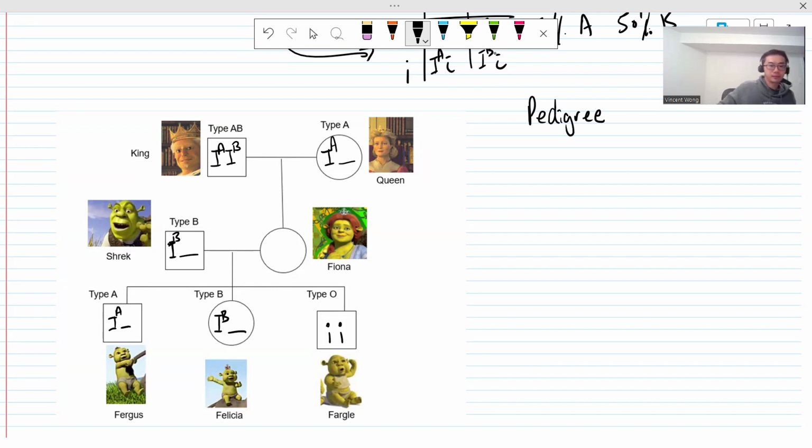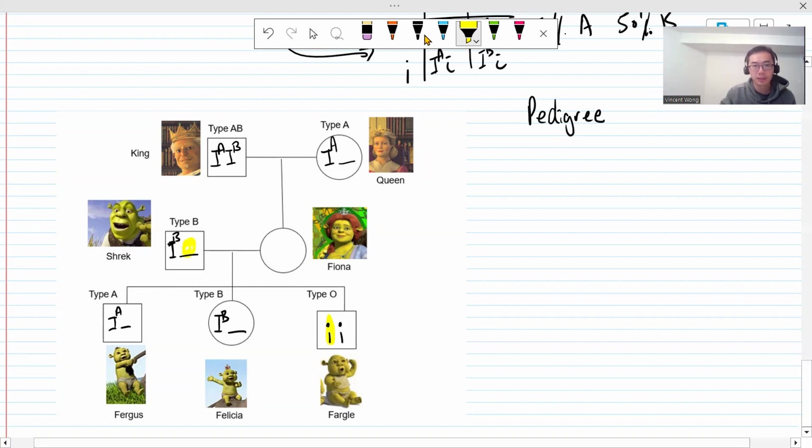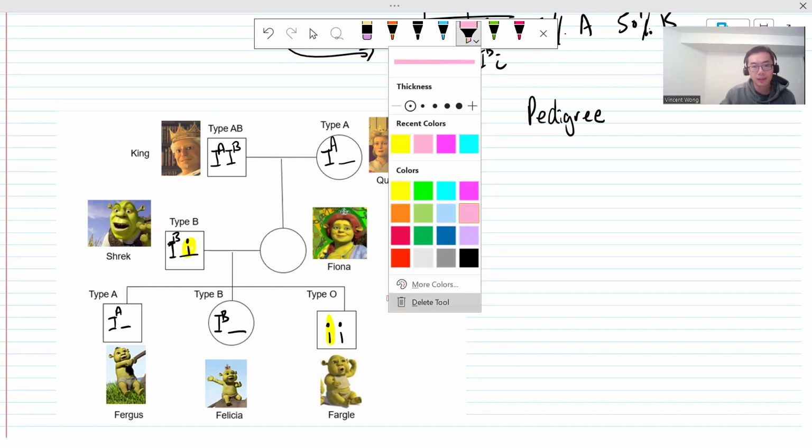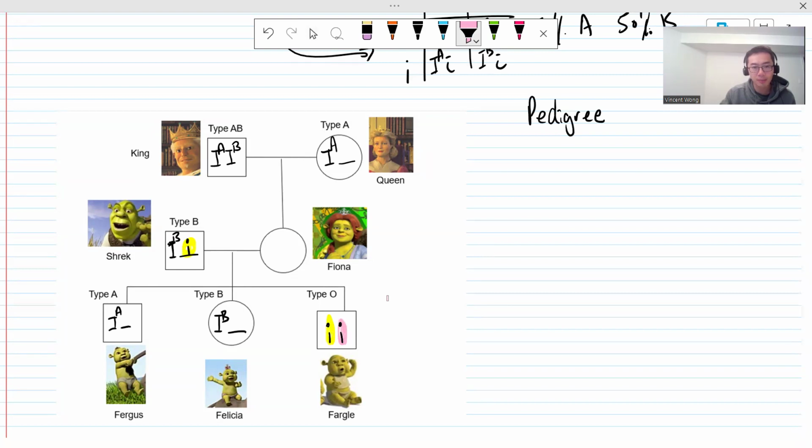Okay. Then let's take a look at Fargo again. He has a little i. One of them must have come from the father, in this case Shrek. The other one must have come from the mother, Fiona. Remember, you inherit one from each parent. Now we can continue to trace this back for another generation. Where did Fiona get the little i from? Well, not the king. The king only has IAIB. So it must have come from the queen.